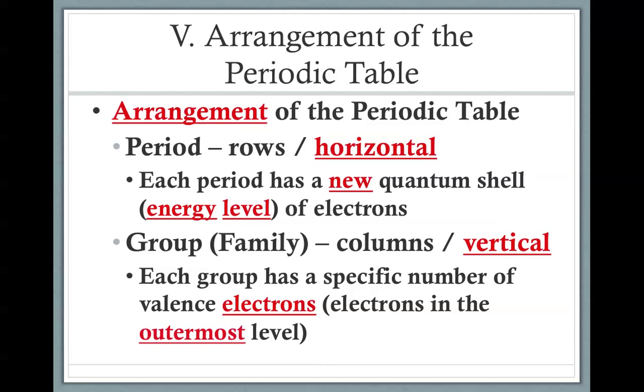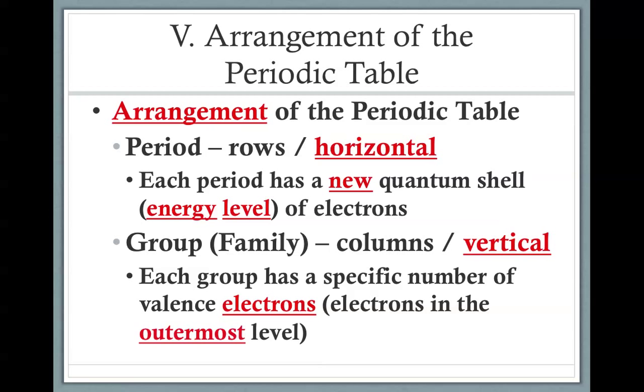All right, so we're on the next page now, on page 48, arrangement of the periodic table. So the periods are the rows, so those are horizontal, they go from left to right. Each period has a new quantum shell, or just a new energy level of electrons. So you can figure out how many electron shells, energy levels, an atom has based on the row it's in, the horizontal. So for example, hydrogen, it's in the first row. So is helium. Those two are in the first row, they only have one energy level.